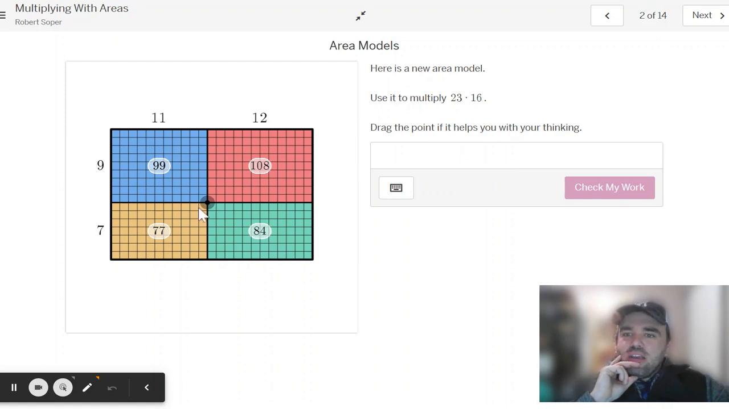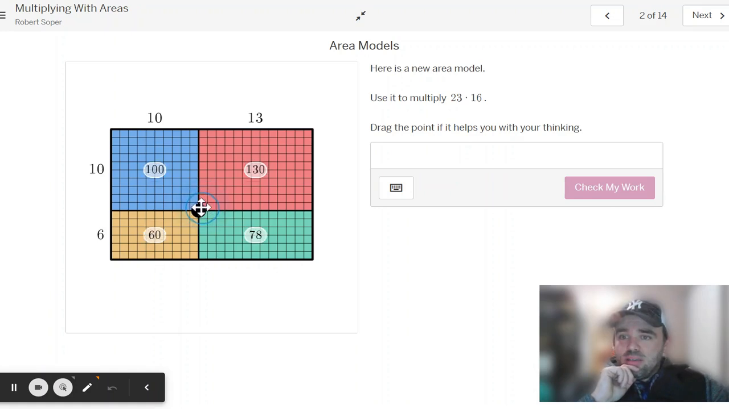So you'll notice that when you use the area model, you have the two factors on the outside. We'll call this 23 up here, 23 times 16. I always like to work with nice and easy round numbers. So I'm going to make this 10. I'm going to make this 10. So I'm working with 100, 130, and 60 and 78.